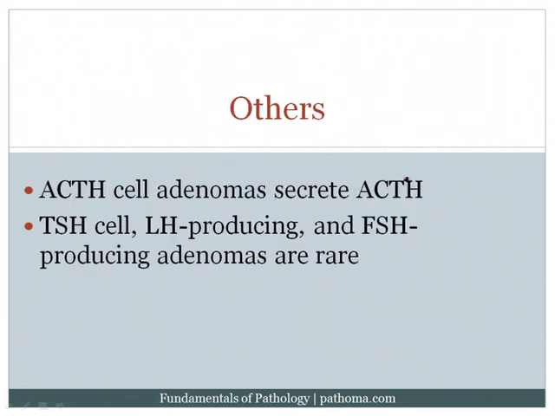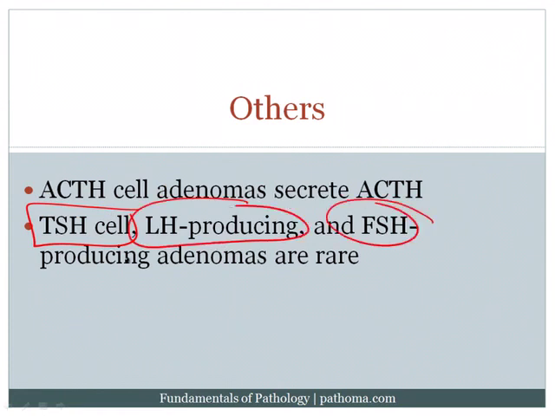Other types of functional adenoma include ACTH cell adenomas. They would secrete ACTH, resulting in Cushing syndrome. We'll cover this in more detail when we talk about Cushing syndrome in a later section in this chapter. Of course, there can be a TSH cell adenoma, an LH producing adenoma, and an FSH producing adenoma. However, these are rare, and so we won't go into more detail here.